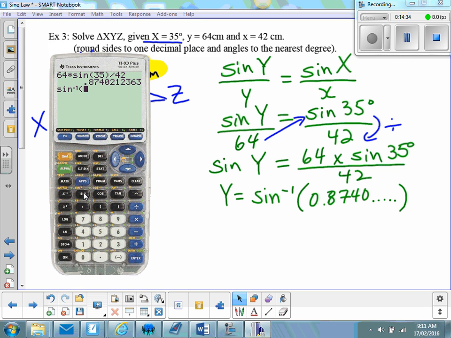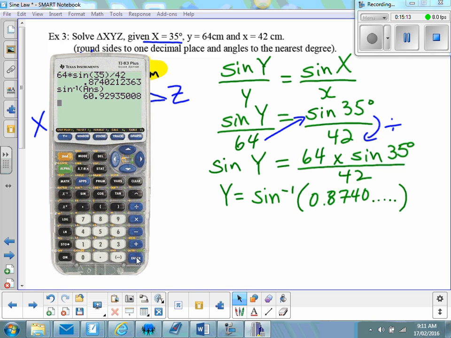Now on some calculators, when you hit sine inverse, it will take the sine inverse of the number that you have in the calculator right now. Some of you may need to use the answer button on your calculator. So on my calculator, the answer button is just above the minus sign, I believe. Let me try that. So, second. Yeah. Okay, so I'm taking the sine inverse of my last answer, and I get 60.9.